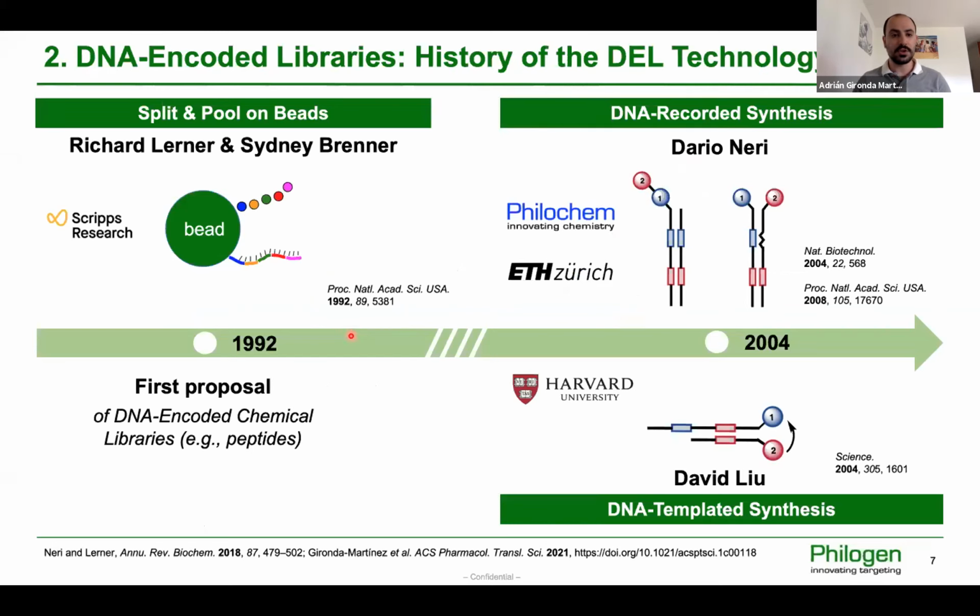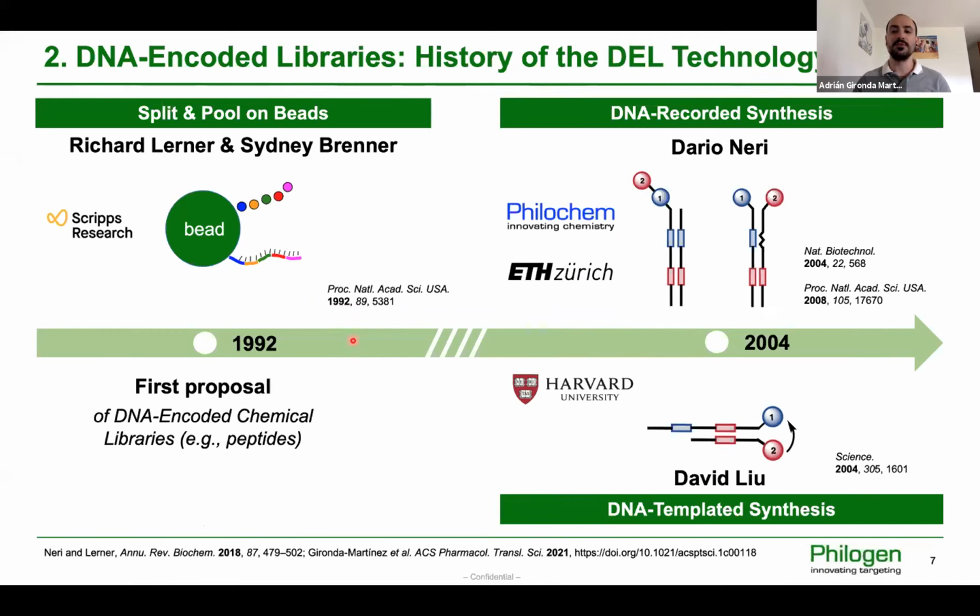To understand the technology, we have to come back to 1992 when Richard Lerner and Sydney Brenner proposed for the first time this approach at the Scripps Research Institute. So they proposed the synthesis of small molecules by combinatorial chemistry onto beads and encoding those small molecules by the addition of short oligonucleotides also onto the beads.